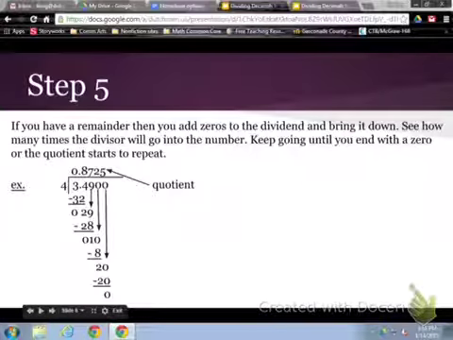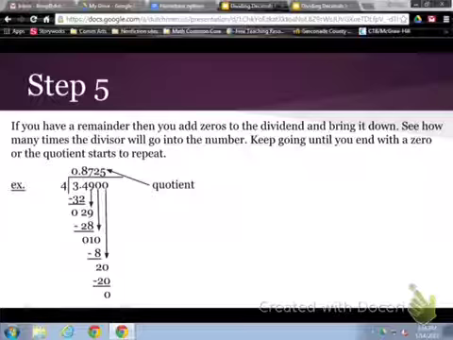Now, if you have a remainder when you subtract, you need to keep going. You add zeros behind your numbers in your dividend. So you start adding zeros here. And then you continue the process until you end with a 0 or your quotient starts to repeat.